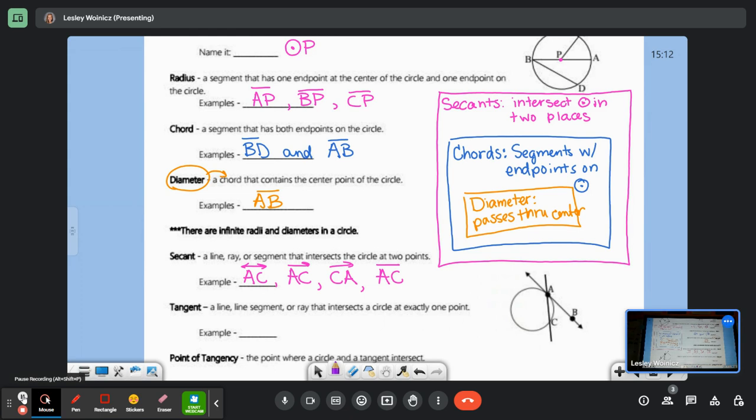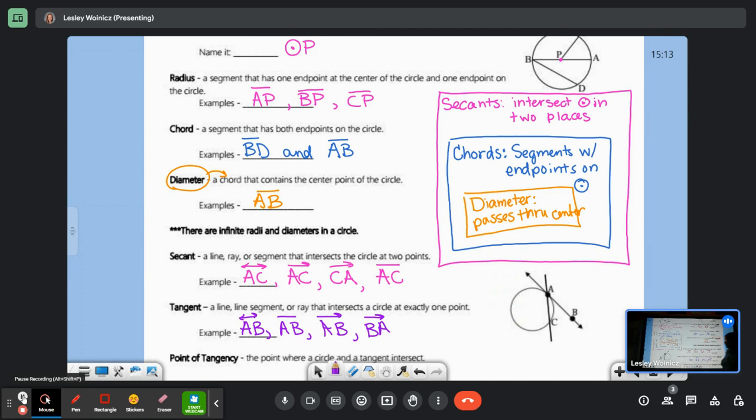Tangents are lines, segments, or rays that intersect a circle at exactly one point. So looking at this picture, I can say line AB is a tangent line. The segment AB is tangent to the circle. I can say that either ray AB or ray BA is tangent to the circle.